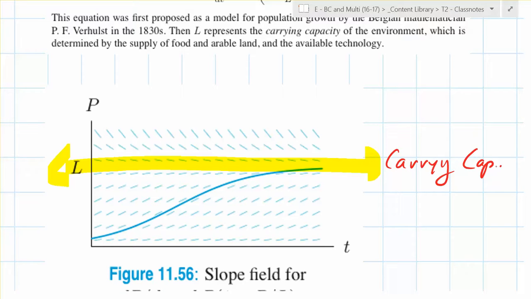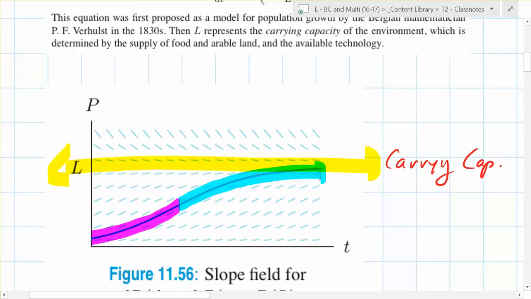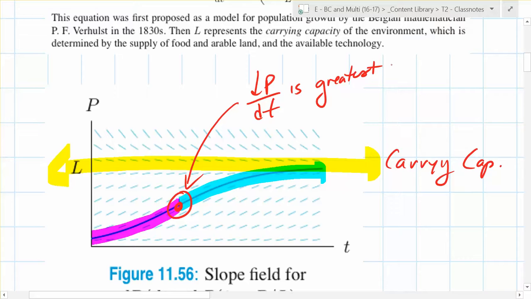There are some other important characteristics in that. What are some other ones? It's concave up, and then what happens to it? Concave down. So what happens at that change right there? What's going on right there? dP/dt is what? Greatest. There you go. It's the steepest one.